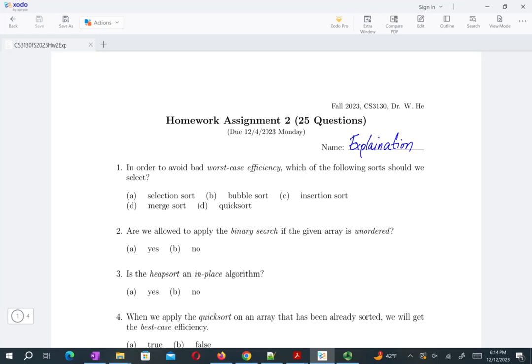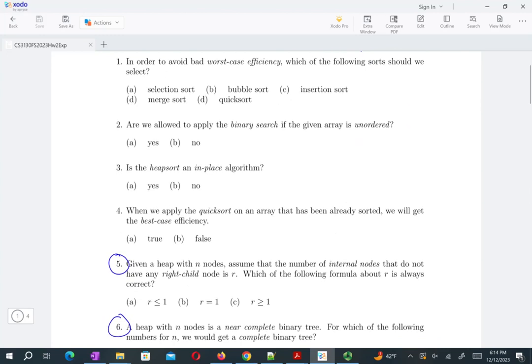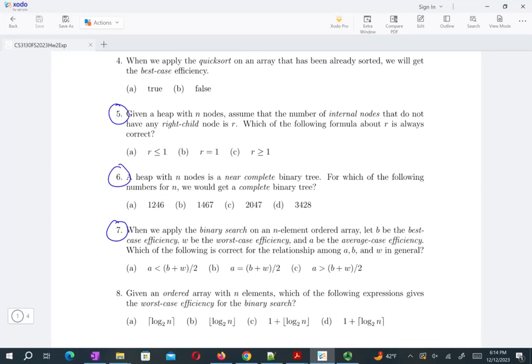And here I mainly explain a few questions where I saw many common problems. All right, so let's start. Question number 5. The answer is A. Because here, internal nodes that do not have any right child.